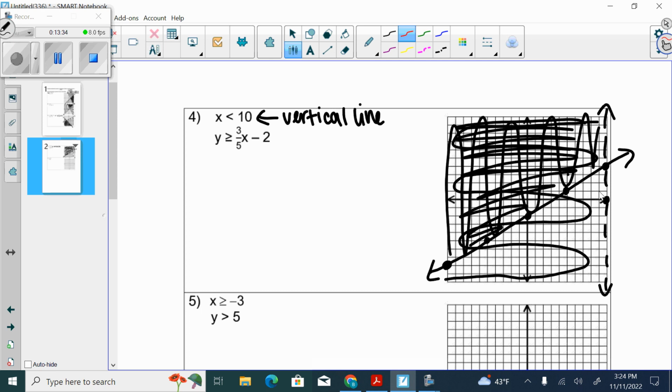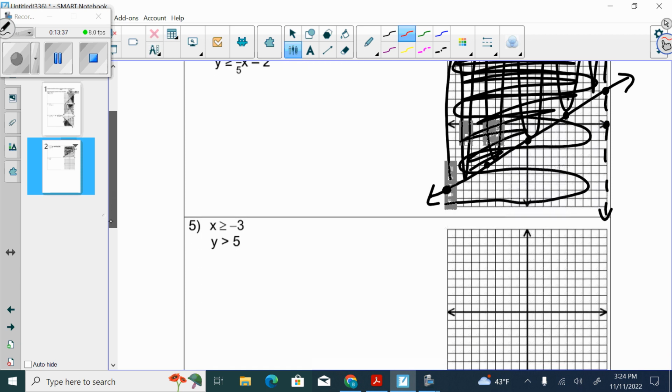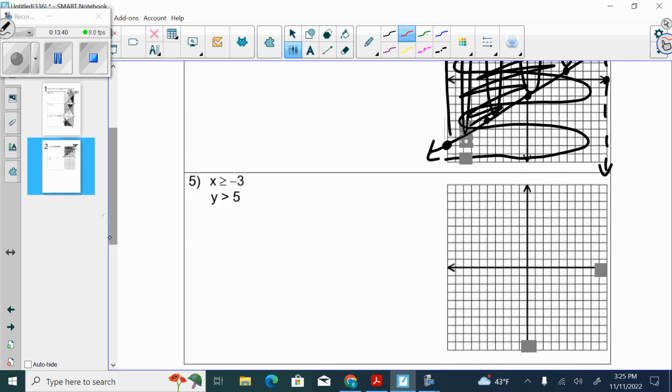Okay, last one. Okay, so that first equation is x and a number. So what kind of line does that mean we're going to draw? Vertical. Very good. So this means we are drawing a vertical line. At what number do I need to go to? Right, so I'm going to go to where x is -3, which would be right here. Okay, do I want to draw a solid or a dotted line? Very good. So I'm going to draw a solid line right through that -3.